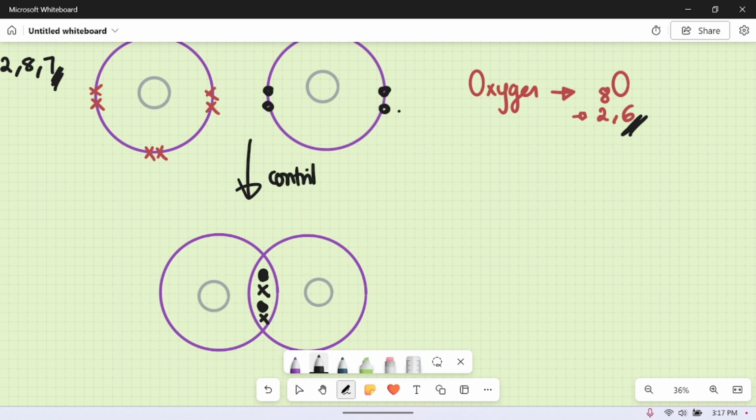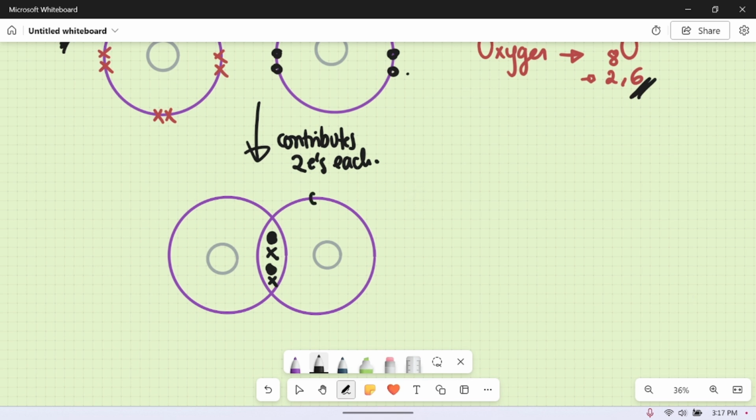If each oxygen contributes 2 electrons each, like I've shown you before. And we know that these oxygens already have 6. So if they've contributed 2, that means they have 4 more that have not been paired. So 4 more that have not been paired. So if I count, we have 1, 2, 3, 4, 5, 6, 7, 8. 8 electrons for this one. This other one also has 1, 2, 3, 4.